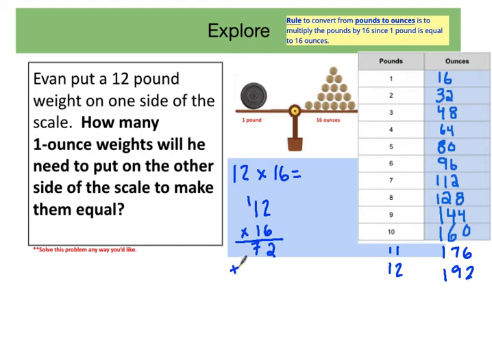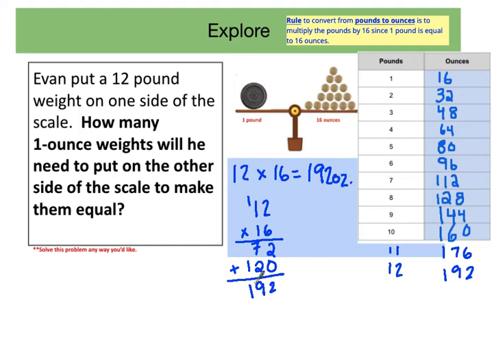Then we're going to go ahead and multiply the tens digit number here. So 10 times 2 gives us that 20. And then that 10 times 10 gives us 100. That's why we put the 1 in the hundreds place. We'll add our numbers up here, and we'll get that 192. So we get 192 ounces.